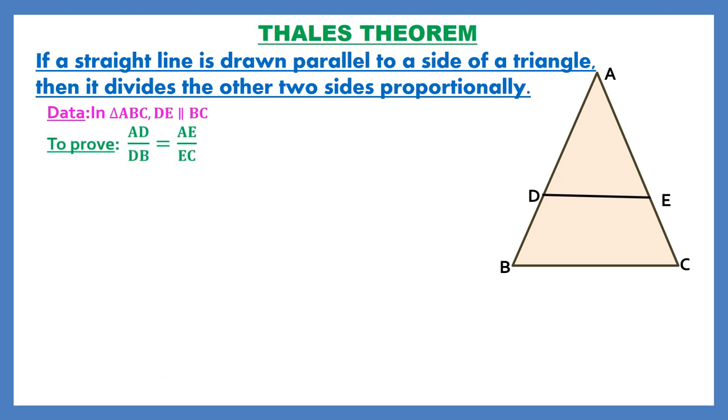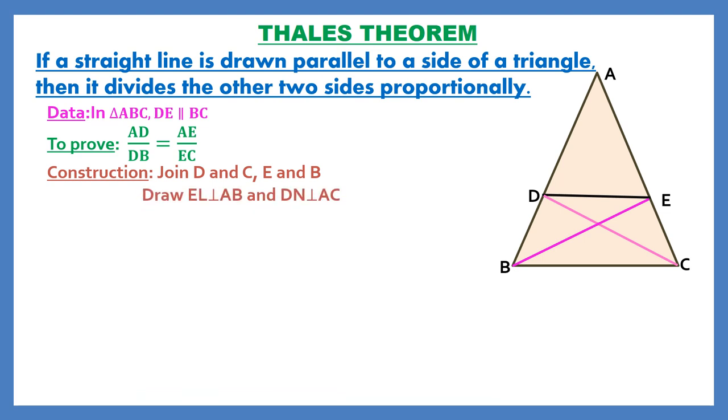So here, according to the statement, AD divided by DB is equal to AE divided by EC. To prove this theorem, we need a little construction here. Join DC and EB. Draw EL perpendicular to AB, DN perpendicular to AC.